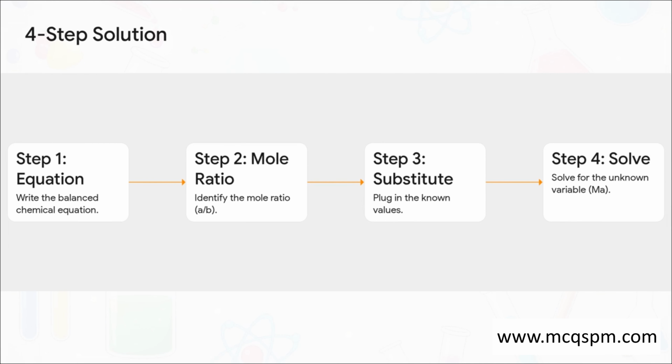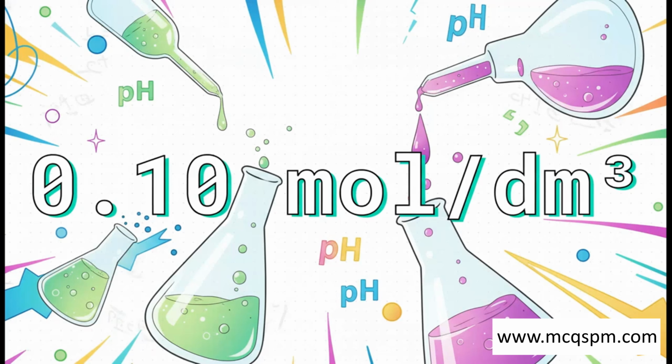First, write out that balanced equation. Super important. Second, pull the mole ratio straight from that equation. See how it's 1 mole of acid for every 2 moles of base? That means our ratio, a over b, is 1 over 2. Third, you just plug in all the numbers the question gave you. And finally, step 4, you just solve for the one thing you don't know. In this case, Ma. And when you run the numbers, boom, you get 0.10 mol/dm³. See, when you have a process to follow, even a tough-looking question becomes totally manageable. That's how you lock in those marks.